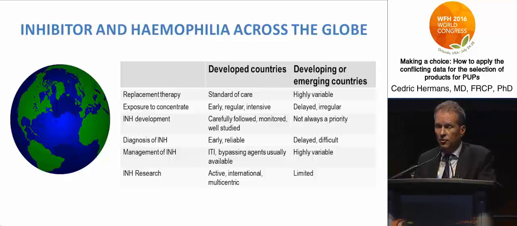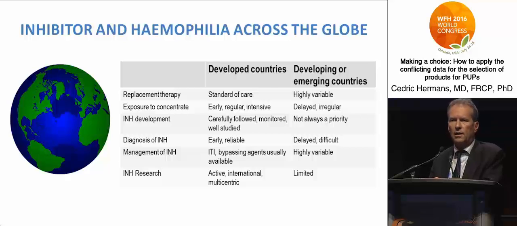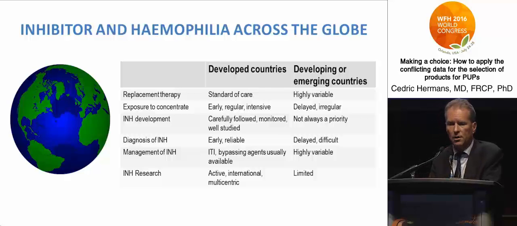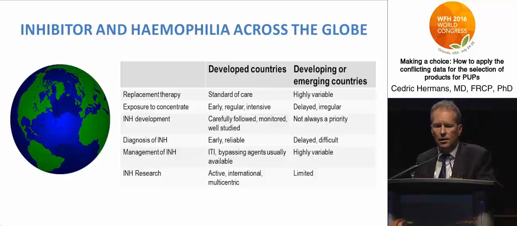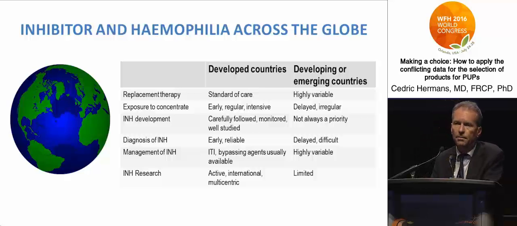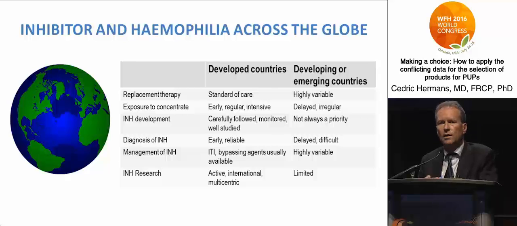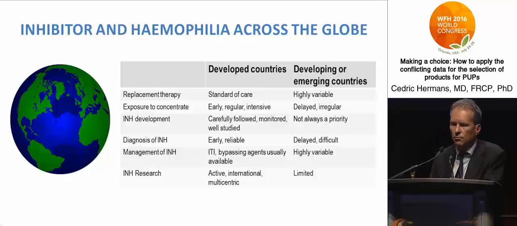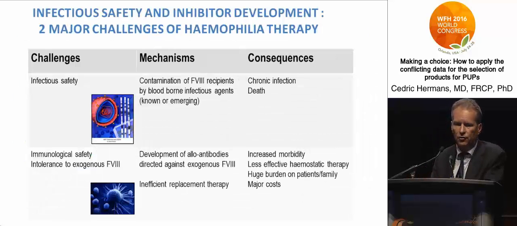When it comes down to the management of inhibitor, we know that in most developed countries, we have several therapeutic options, such as ITI and bypassing agents that can be given regularly to the patient. Again, the access to these therapies is much more variable in less developed countries. And considering the research implication, we know that many developed countries are involved in active international multicentric research. It's much more limited in less developed countries.